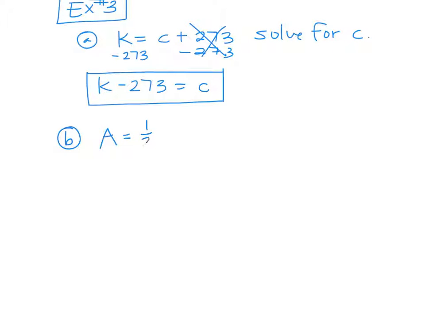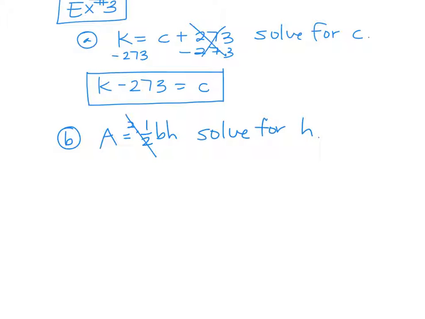A equals 1/2 BH. Tell me what that's for, geometry students. Pyramid. Triangle. That's triangle. 1/2 base times height. Okay, so here's the deal. We want to isolate H. What should I do first? Multiply by the reciprocal, or in this case, you can just multiply by the whole number because the reciprocal is the whole number. So if I multiply by 2, that's gone.